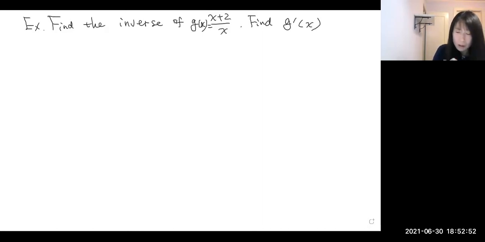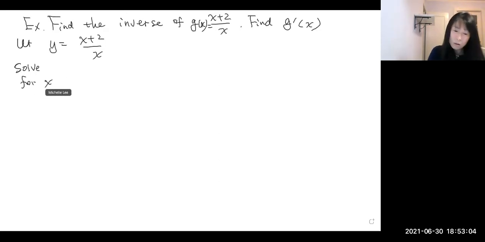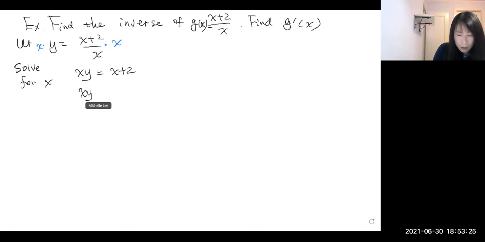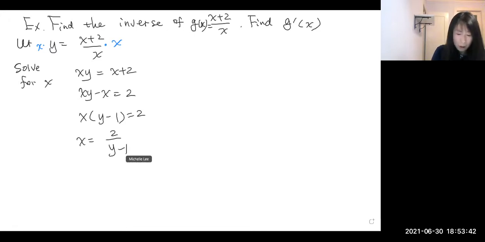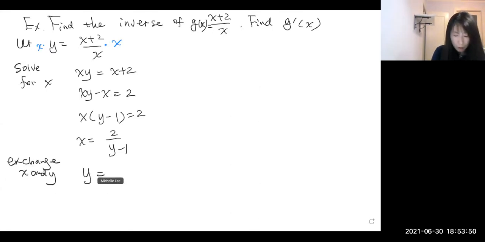All right. So what's the f in this case? So let y equal to x plus 2 over x. Then solve for x, right? How do we do? Times x. So we get xy equal to x plus 2. And xy minus x equal to 2. Then x times y minus 1 equal to 2. So x equal to 2 over y minus 1, right? Then exchange x and y. So we have y equal to 2 over x minus 1.